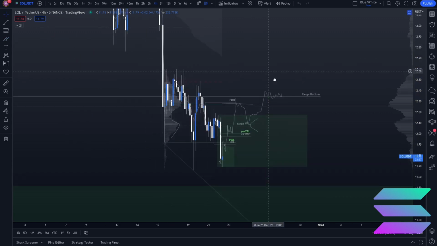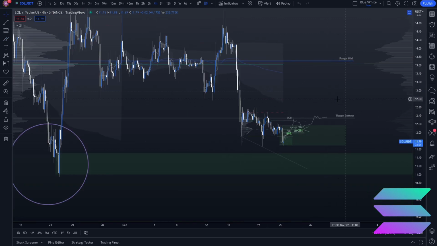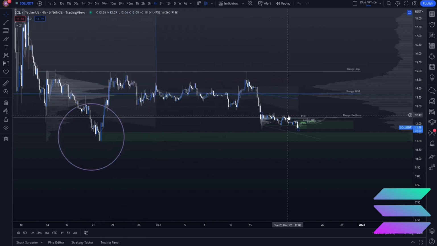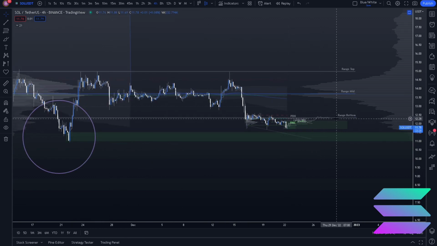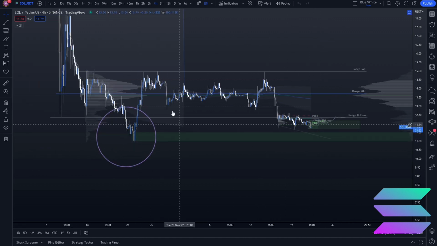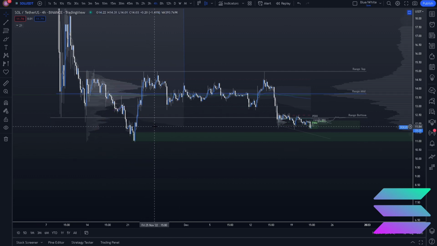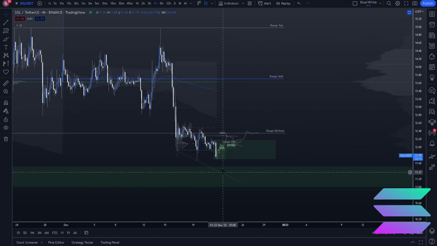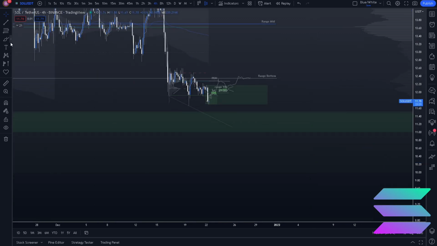So if I zoom out here, you can see that we were kind of in this macro range for Solana after this fairly large drop. What we want to reclaim is range bottom here. If we can reclaim this range bottom, then pretty much this entire price action would just be a deviation of the range. So ideally, that is what we want. We just want to see a deviation of the range, probably tapping into this order block, which would be a really, really good trade.